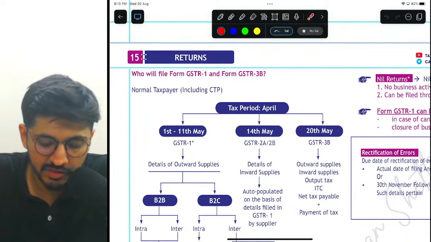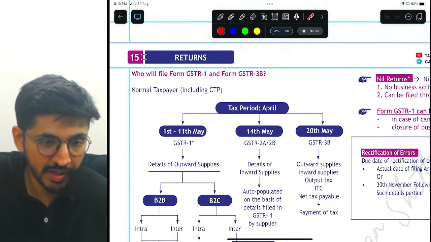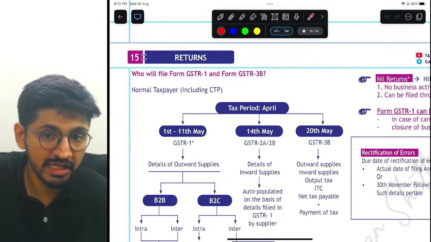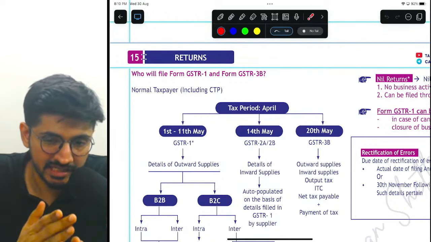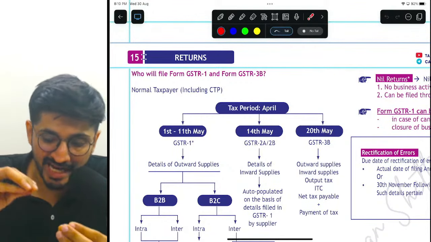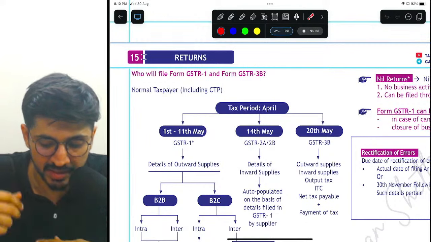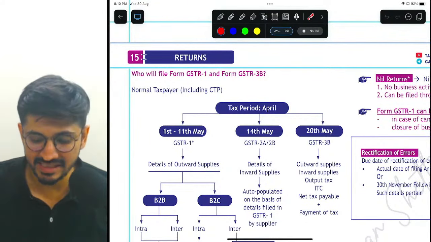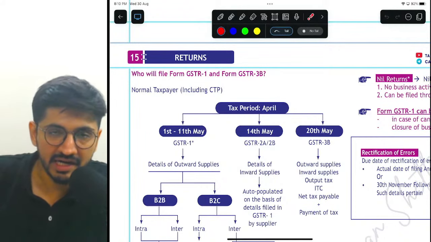GSTR1 and 3B is actually filed by normal taxpayers, correct? And yes, it also includes CTP, that is casual taxable person. CTP stands for casual taxable person. Please remember that.